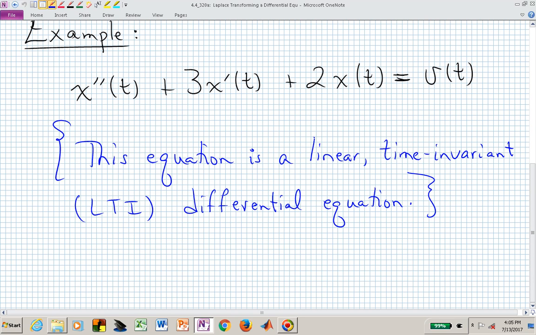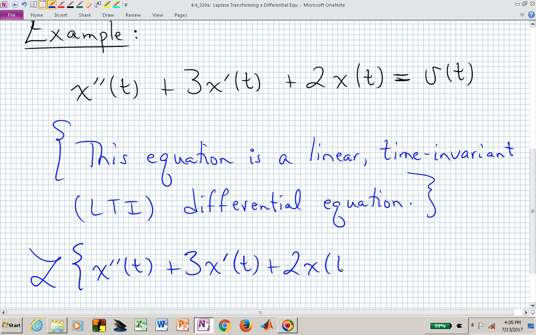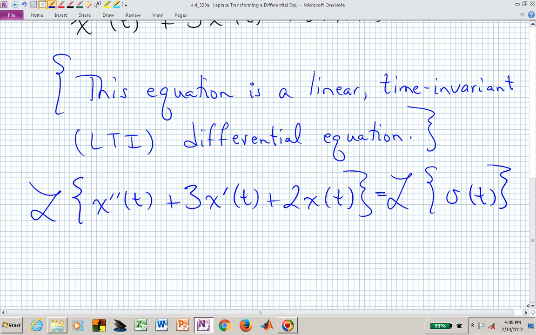We're simply Laplace transforming the left-hand side, and that must equal the Laplace transform of the right-hand side. So we're Laplace transforming the second derivative of x plus 3 times the first derivative plus 2 times x, and that needs to equal the Laplace transform of the right-hand side, which is the Laplace transform of v of t.